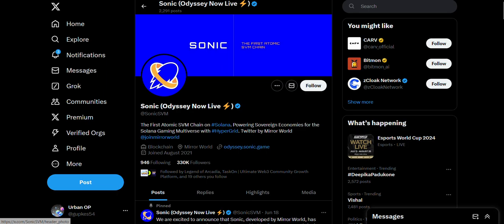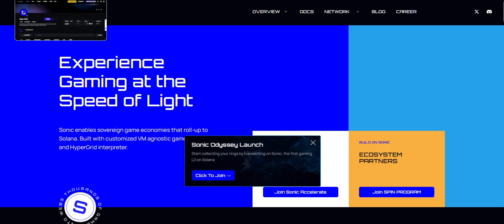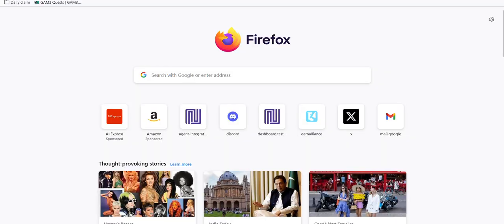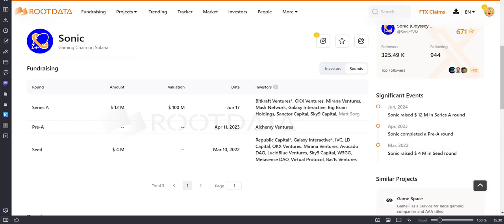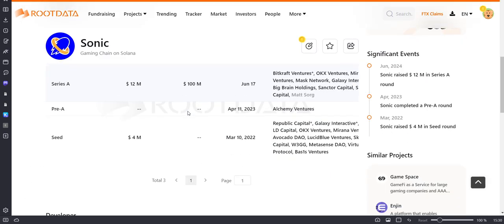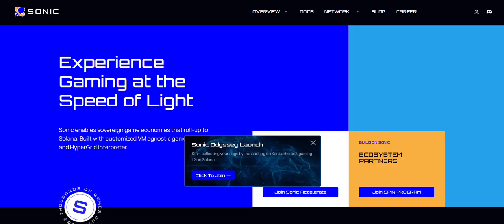So guys, this is an interesting project which I think will pay good as they have raised an ample amount of money. Let's see how much they have actually raised. More than 16 million, and their valuation is around 100 million. Not bad at all for a project like this, which is not commonly known among others. So to farm this project, let's get right into it.